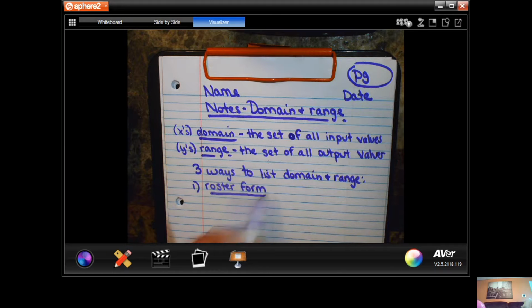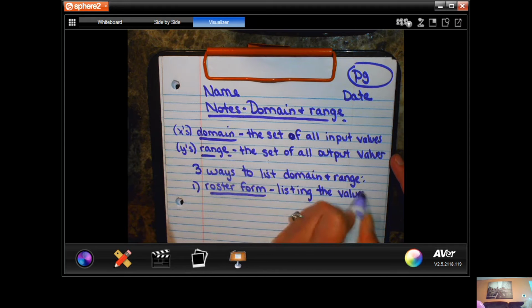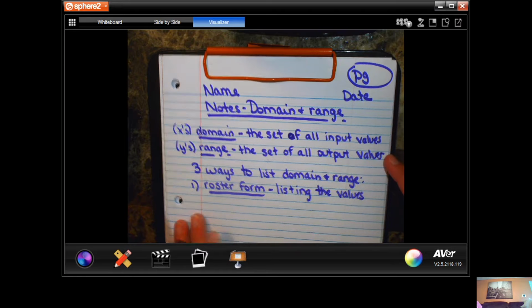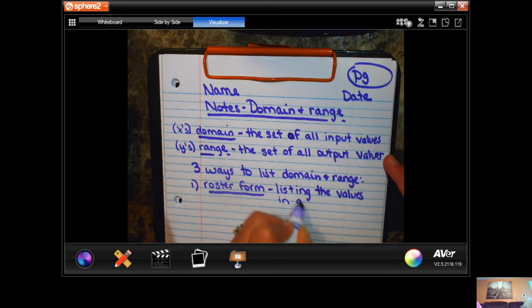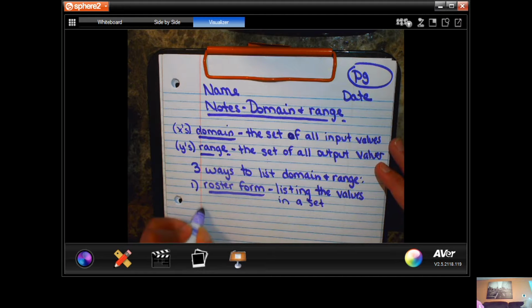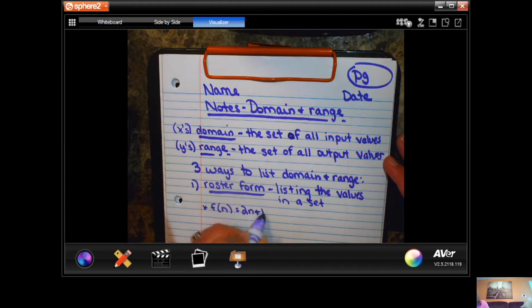Roster form means listing the set. So we'll put listing the values in a set. Here's an example. I'm going to put a little star here so you can see the difference between the ways and the examples. So can you write f of n equals 2n plus 1.